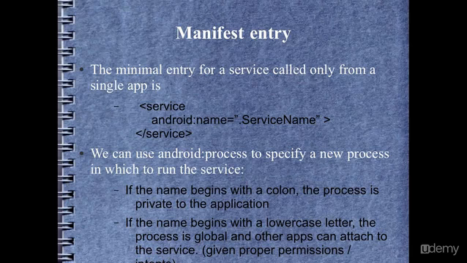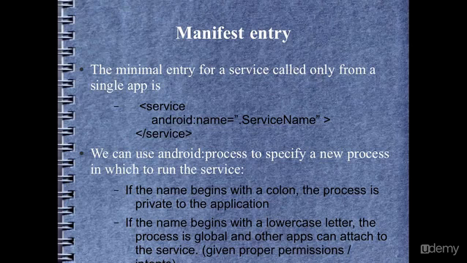There is a manifest entry for services, as you might expect, and the minimal entry is the service tag, with the Android name attribute set to the name of the class with a dot in front of it, or a period. This is the same as setting up an activity manifest entry, as you might recall. But we use the service tag instead of the activity tag.